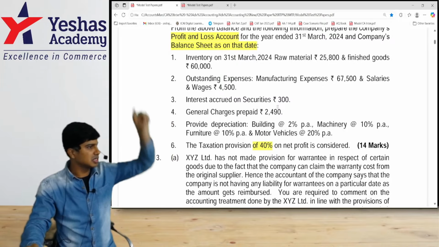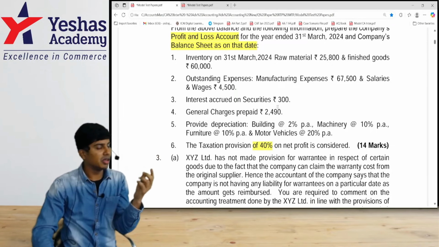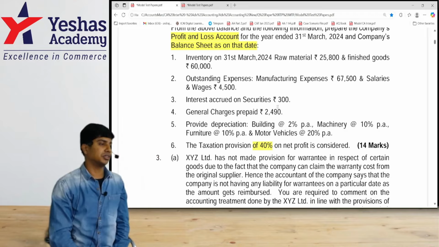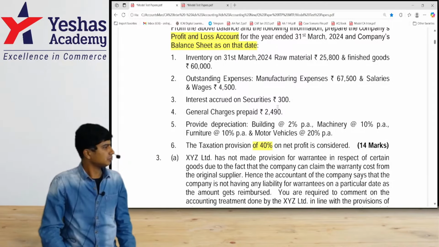That post-tax amount will be written in reserves and surplus. Whereas the tax amount, whatever I compute, 40% on our profit, will be written as short-term provision under current liabilities in liability side of balance sheet. This will be the last item. After I write this, I'll be able to find profit, after which I'll close my statement of profit or loss. Sorry, after which I'll close my reserves and surplus, then I'll close my balance sheet.